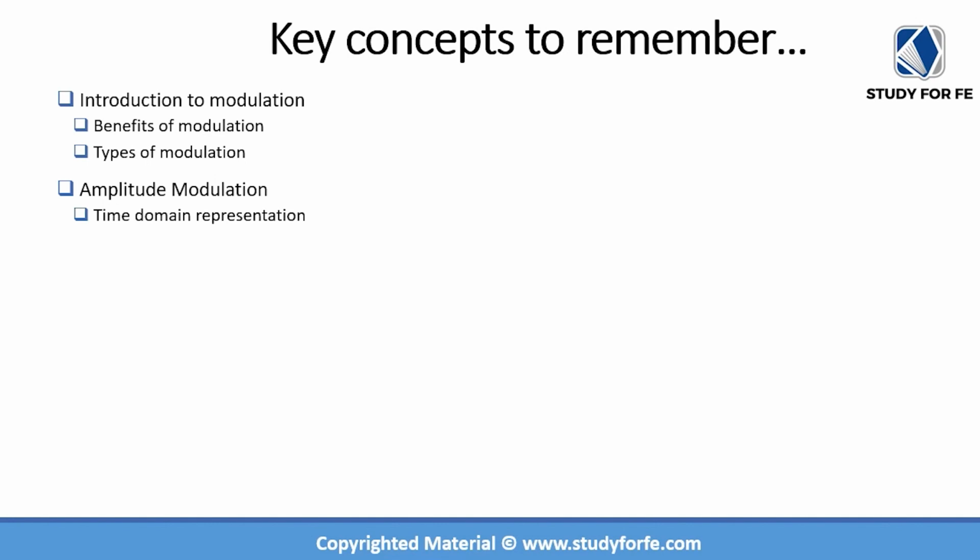In this lecture, we introduced modulation. We looked at its benefit, why we do modulation, and different types of modulation. And then we dived into amplitude modulation. We looked at it at a very high level and graphically saw how the message signal can modulate the amplitude of a carrier signal. And then we started deriving its time domain representation. For further practice, I'd recommend you to check out the quiz at the end of the lecture and also consider problem sets in the study guide and practice exams.